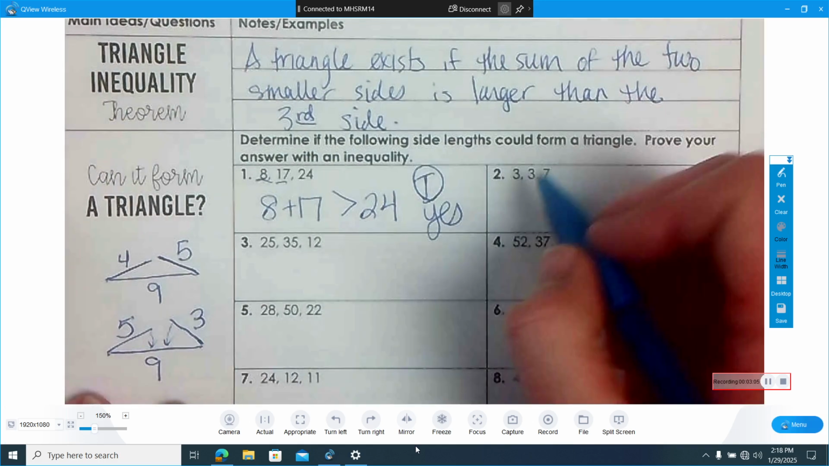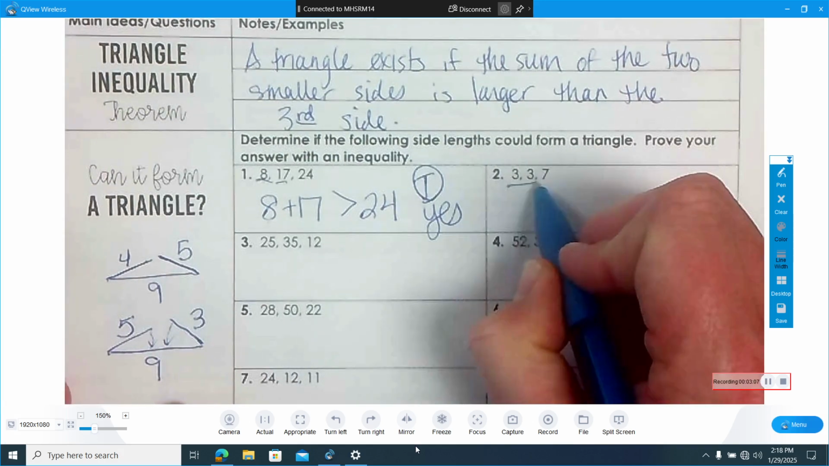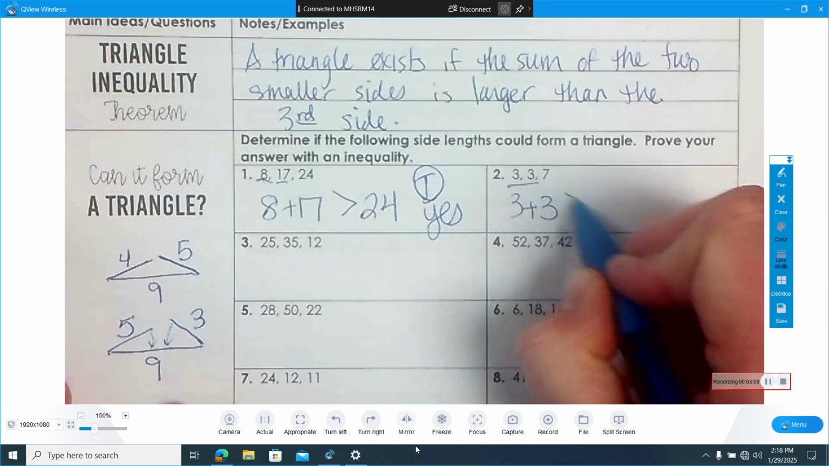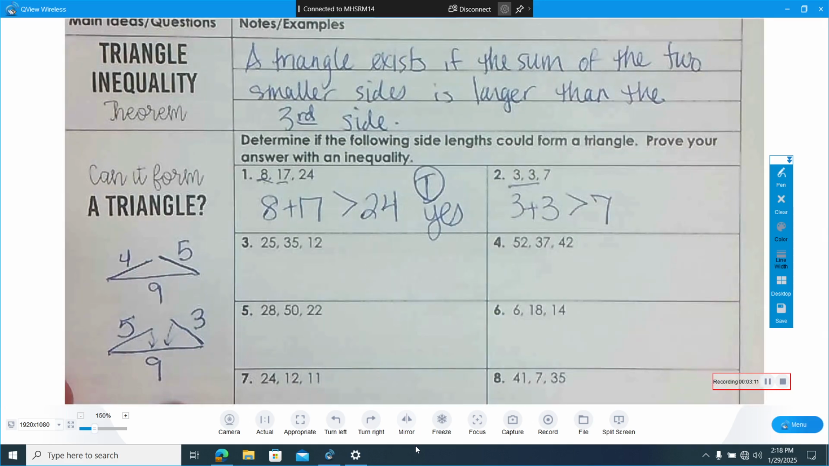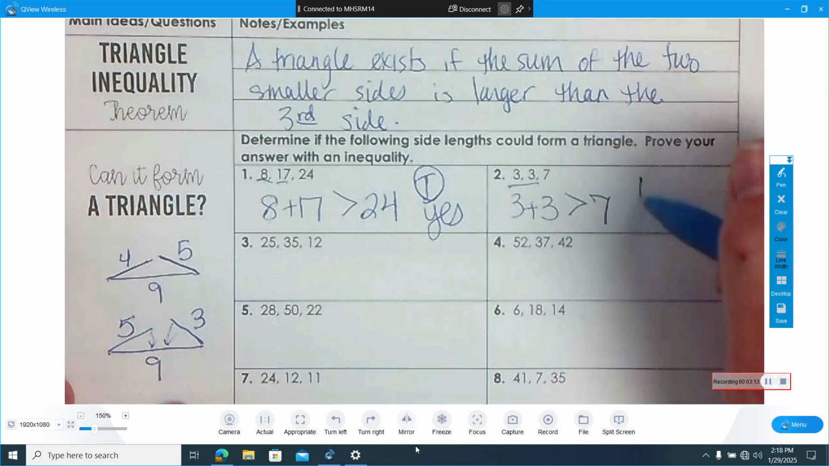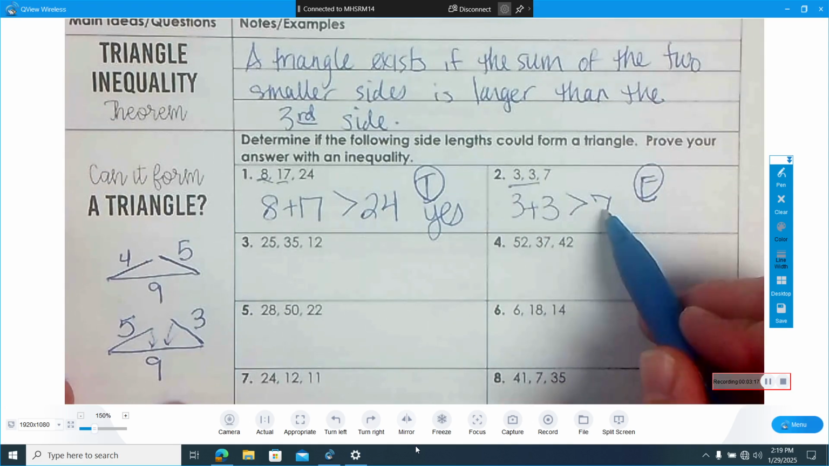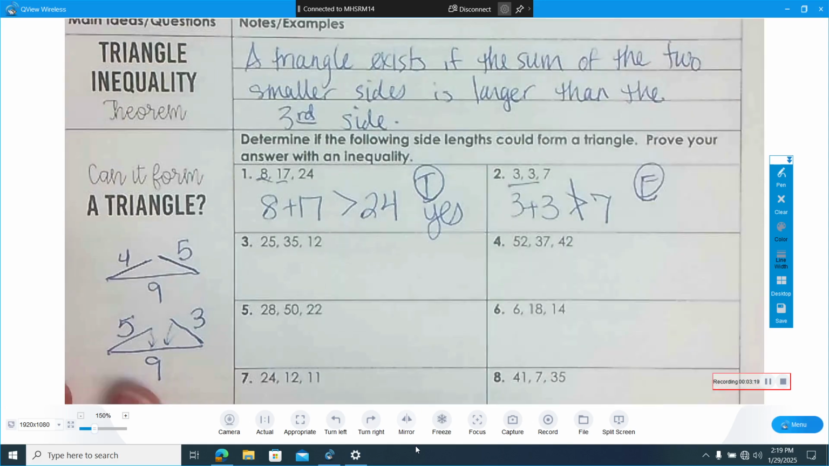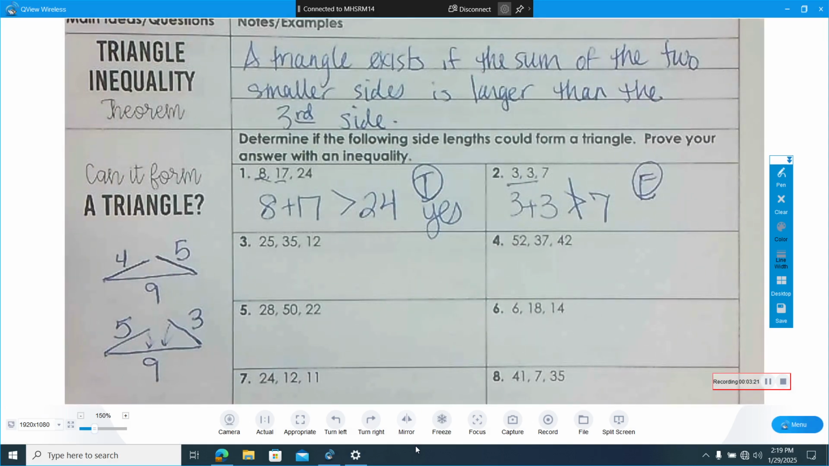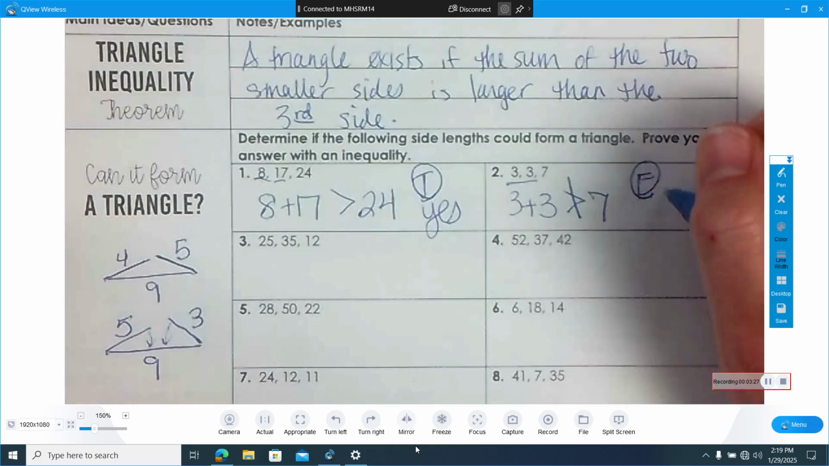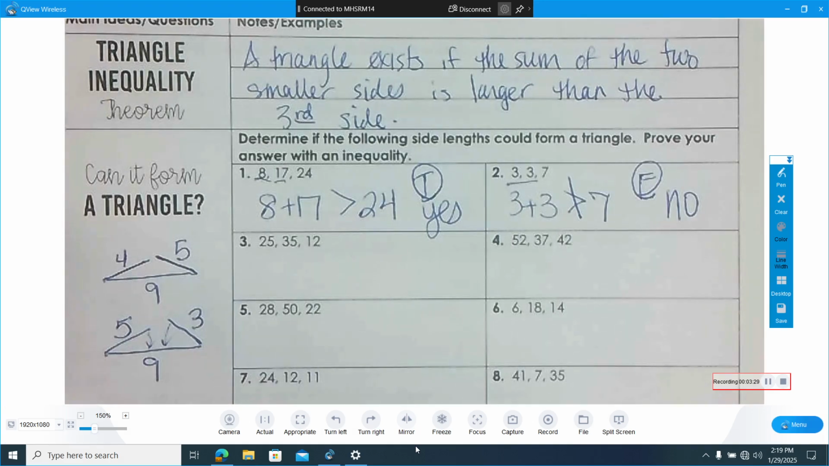What about number 2? What are our 2 small sides? 3 and 3. Is 3 plus 3, which is 6, greater than 7? No, that is false. So we're going to do a slash through that greater than sign, which tells us it is not greater than. That is a false statement. This does not have a triangle. That can't be a triangle.